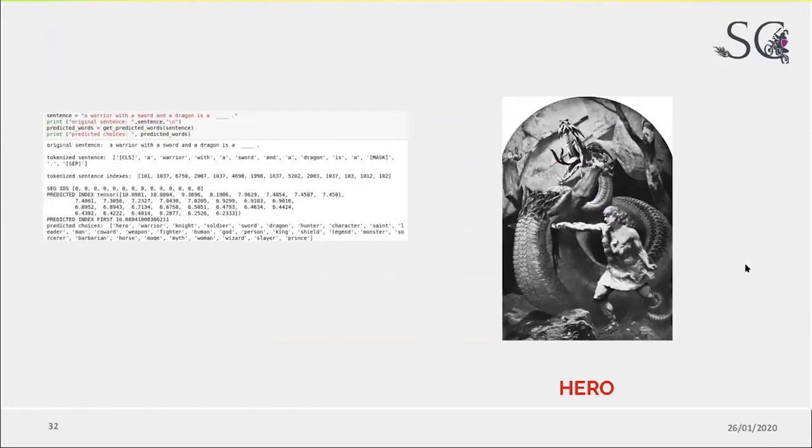For instance, if we put a warrior with a sword and a dragon is, and notice that in this reference sequence, one of the classes predicted is hero. So in that case, we give citizens the opportunity to know that not only St. George was the person that killed the dragon, but it could also be a hero like Siegfried or Frodo or Beowulf. So this is quite an interesting thing we can find out.